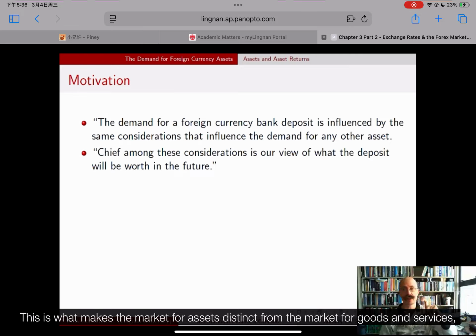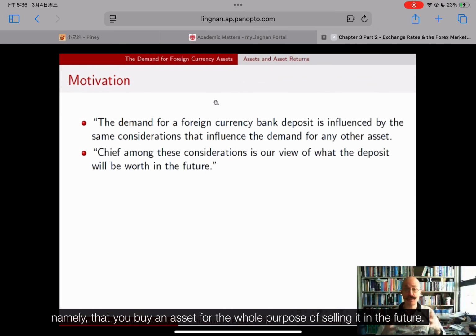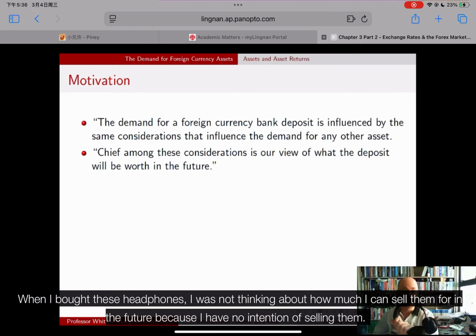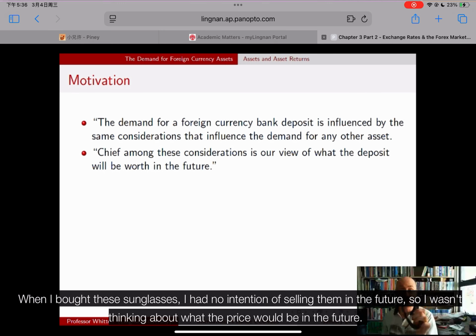This is what makes the market for assets distinct from the market for goods and services, namely that you buy an asset for the whole purpose of selling it in the future. When I bought these headphones, I was not thinking about how much I can sell them for in the future because I have no intention of selling them. When I bought these sunglasses, I had no intention of selling them in the future, so I wasn't thinking about what the price would be in the future.